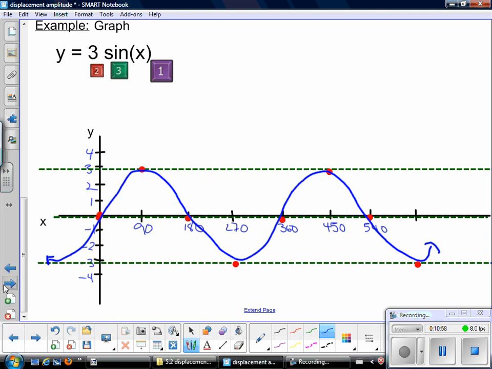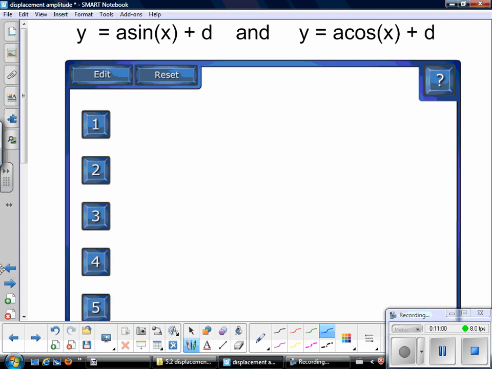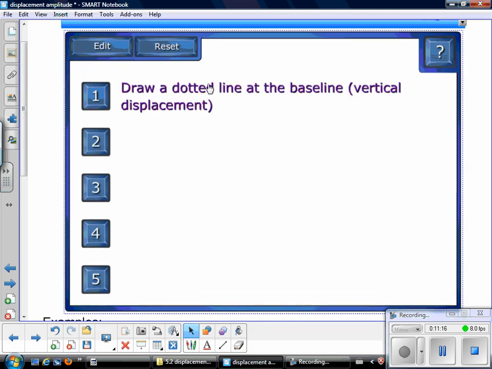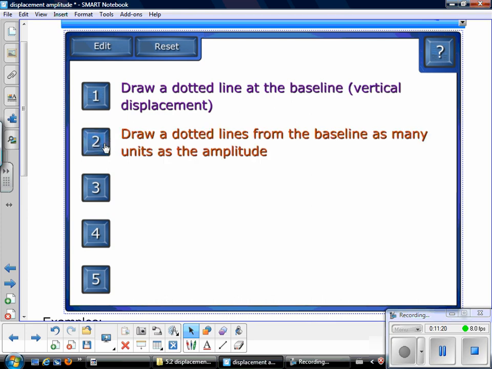Let's look at another one. Okay, so now in this case, we're going to combine an amplitude and vertical displacement. Okay, so these are the steps that I go through when I do it. So the first step that I do is I draw a dotted line at the baseline of vertical displacement. I draw dotted lines from the baseline as many units up as the amplitude, the new amplitude.